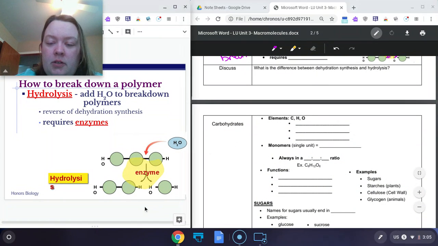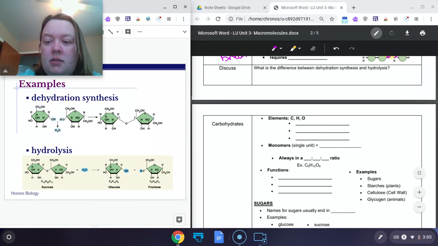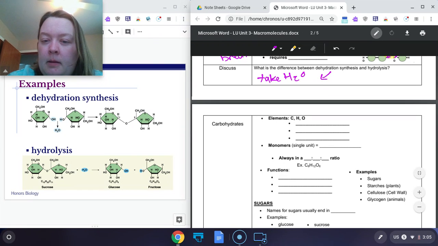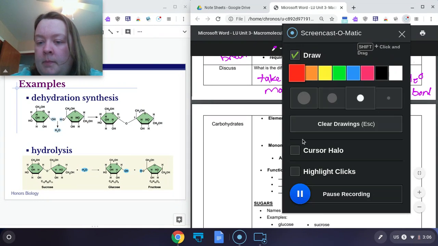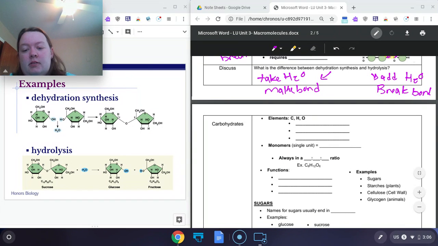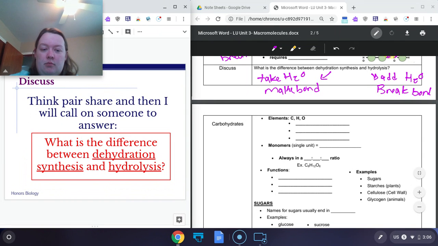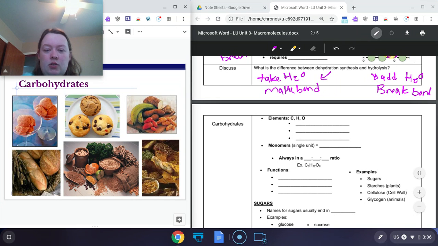So you add water, break a bond. What is the difference between dehydration synthesis and hydrolysis? Dehydration synthesis, you take away water to make a bond. Hydrolysis, add water to break a bond. I had to pause for a moment there because my battery was dying. Okay, so moving on. We just answered that question.